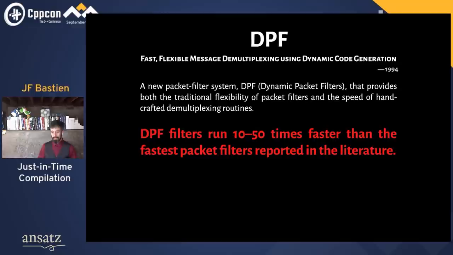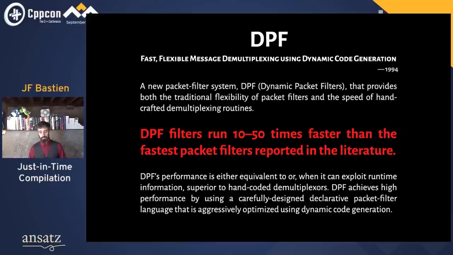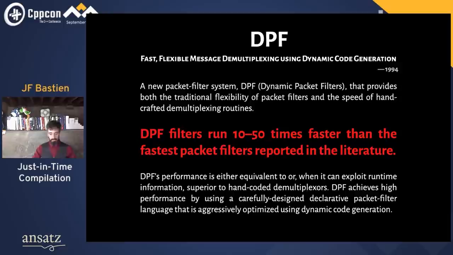That's cool. So DPF's performance is either equivalent to or, when it can exploit runtime information, superior to hand-coded demultiplexers. DPF achieves high performance by using a carefully designed declarative packet filter language that is aggressively optimized using dynamic code generation. And so what this does, when you want to filter packets coming in and you have a multi-user system, is you want user space to say, this goes to me, do this on these packets, do that thing. And user space can dynamically generate packet filter code to steer the network packets directly in the kernel.